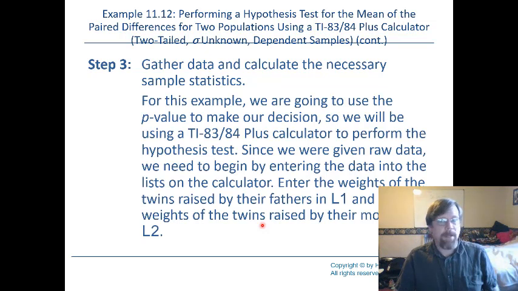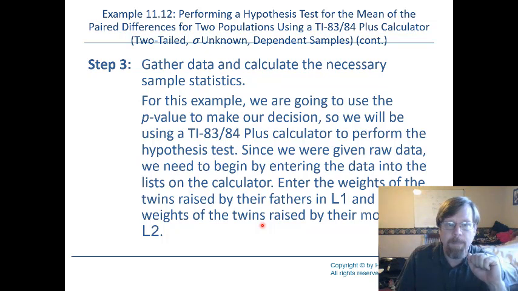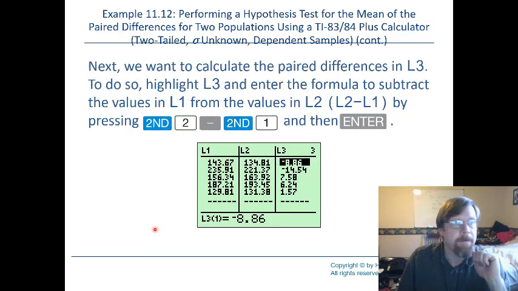Here they're going to set this up and show you how to do it in the calculator. So we're going to, in the calculator, enter those values from that table into a couple of variables. Right, so you can put the population 1 values in L1, population 2 values in L2. Tell it that L3 is equal to L2 minus L1, and it will spit those out for you. So we've got our paired differences here.